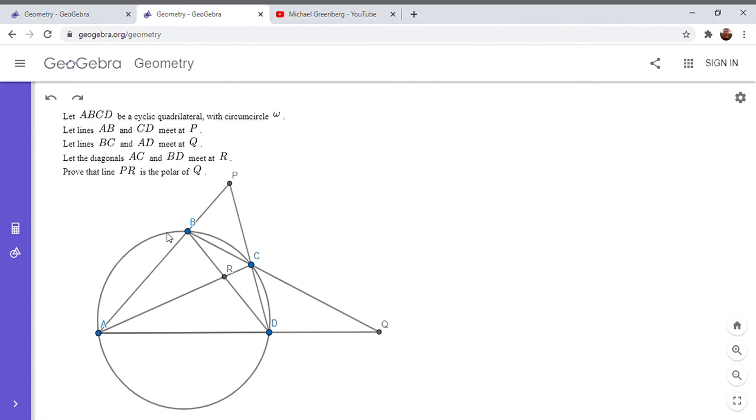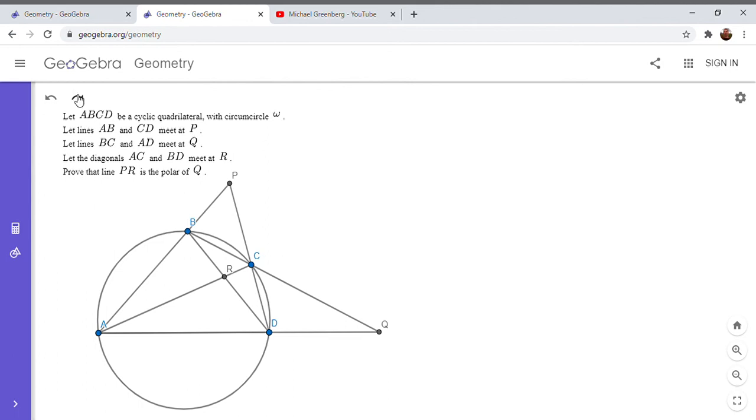You have a very basic configuration that occurs in many problems. A cyclic quadrilateral, and you draw all the diagonals. And you want to show that PR is the polar of point Q. And it's kind of interesting because nothing in this problem immediately resembles the definition of poles and polars. But using the theorem that I just went over in this video, it has a very simple proof. So I'm going to show you it here. But if you'd like to try to figure it out yourself first, feel free to pause the video.